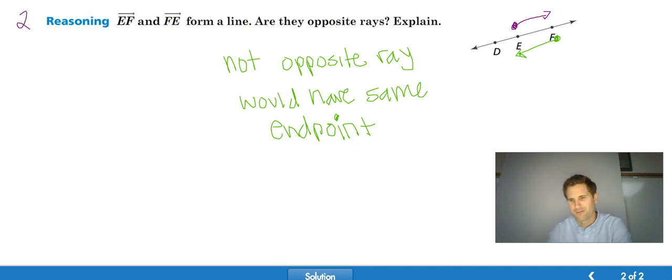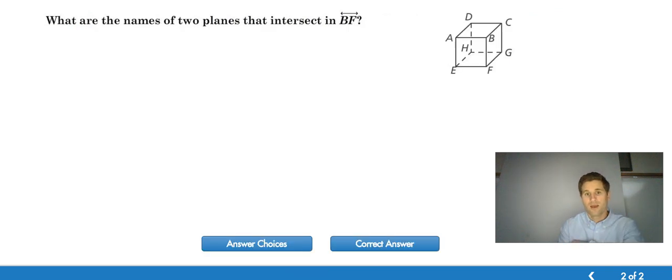I don't know. Okay. So, not opposite rays. They would have the same endpoint here. We have two different endpoints, so not opposite rays. Alright, next one.